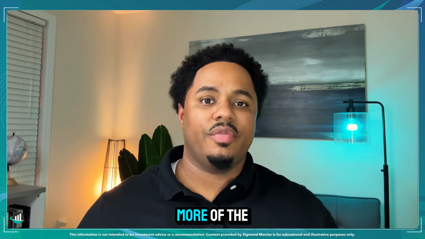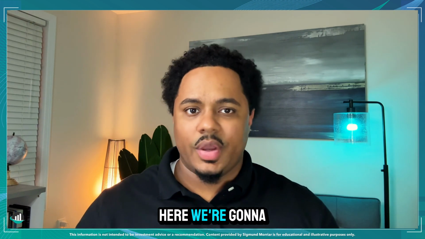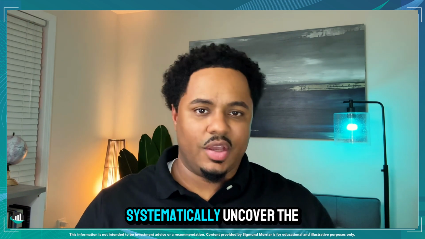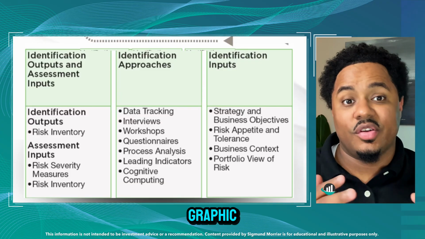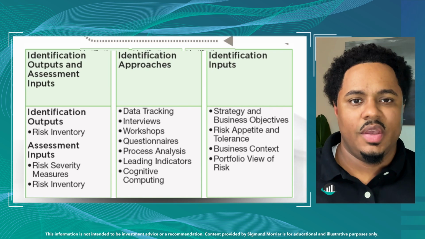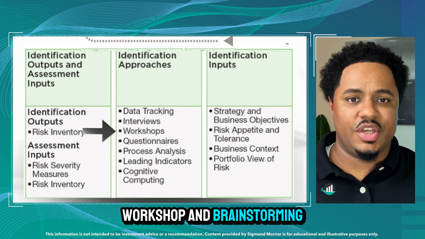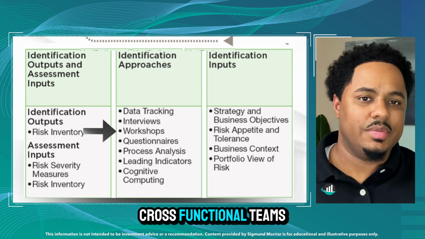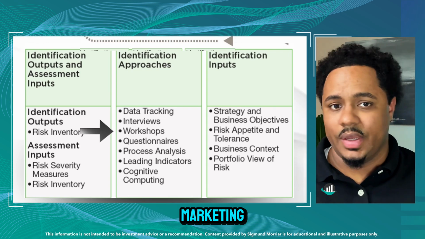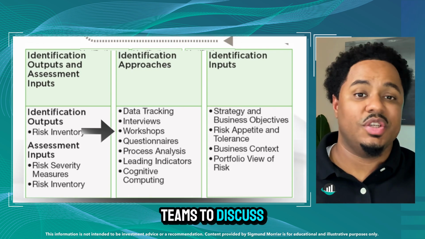After incorporating our inputs, our next step is to use one or more of the identification approaches. Here, we're going to leverage the inputs to systematically uncover the risk associated with our objective. As you can see in the graphic, there are several approaches we could take. If we were to host a workshop and brainstorming session, we would gather cross-functional teams, such as the product development, marketing, and supply chain teams, to discuss potential risk.